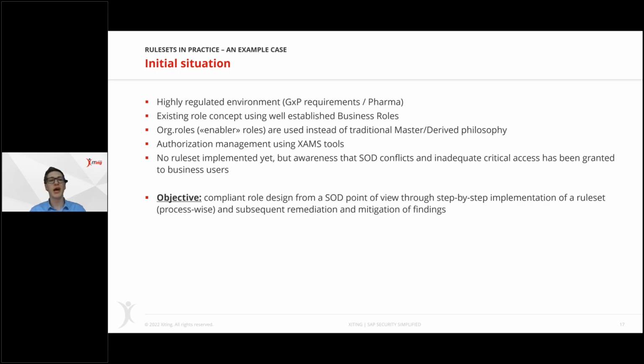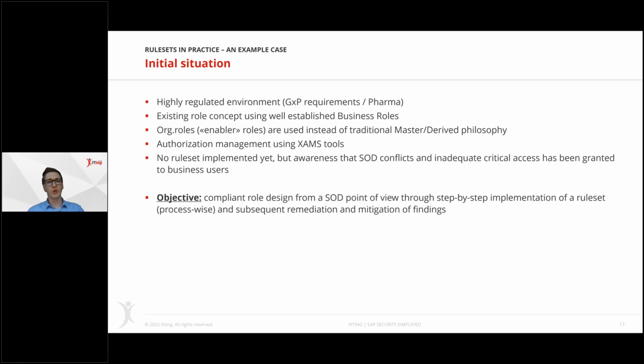Basically, they had the enabler concept in place. For those who are not familiar with that, it basically means you decouple the functional access from the organizational access. You would make sure that all the organizational access is set inactive or invalidated in the functional roles, and then you just grant the access through additional roles. This is, let's say, in contrast to the master-derived philosophy, where you usually have the master role, and in the derived role you would bring in all the organizational access on top of it.